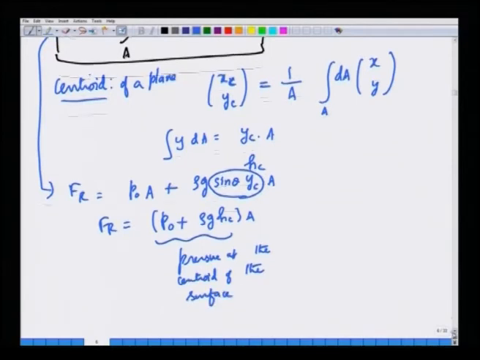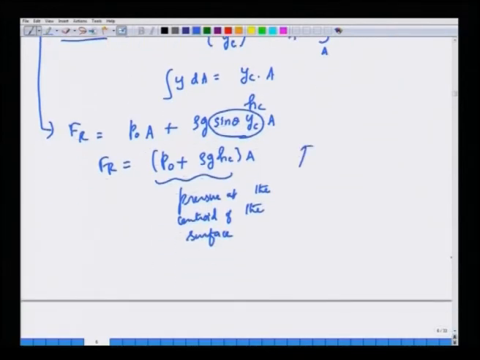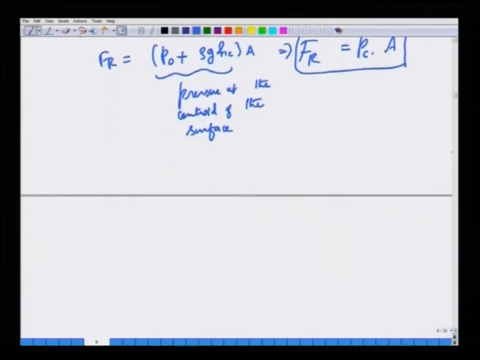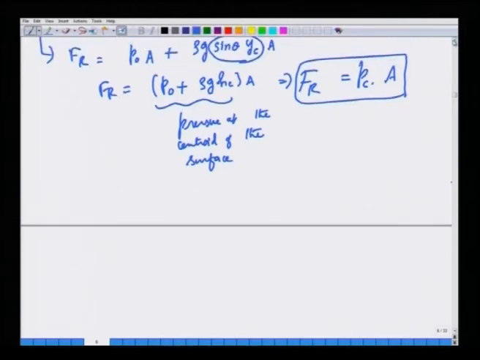So, F r, the resultant force, is the pressure at the centroid times the area. This is a simple result for the forces exerted on a planar surface that is submerged inside a liquid like water under static conditions. Now, two comments. Firstly, this force acts only on one side.